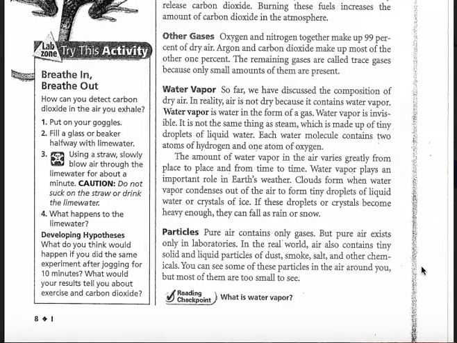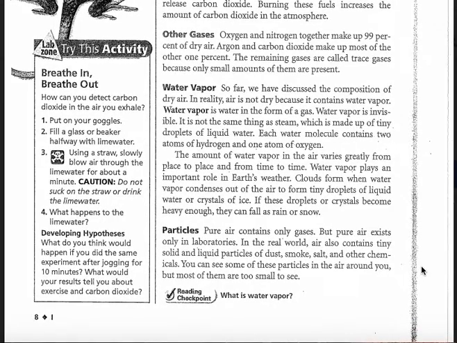Oxygen and nitrogen together make up 99% of dry air. Argon and carbon dioxide make up most of the other 1%. The remaining gases are called trace gases because only a small amount of them are present.